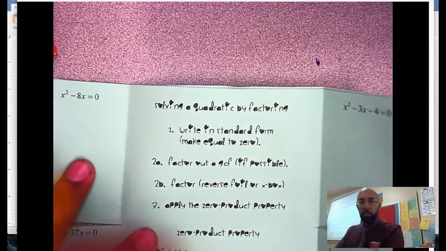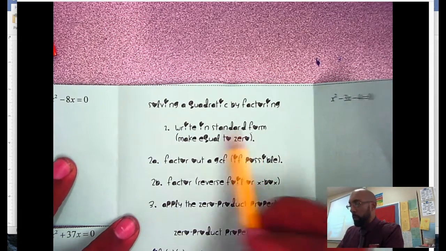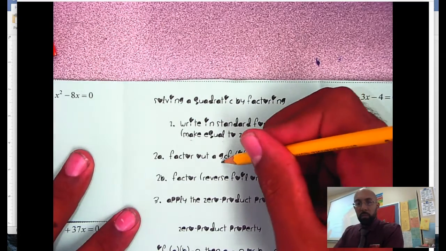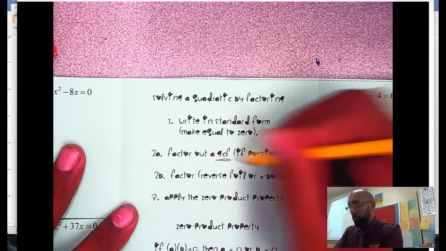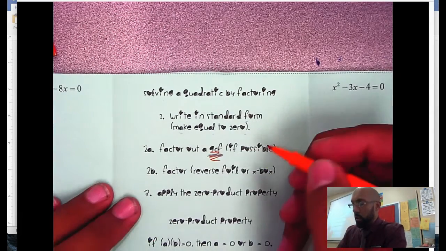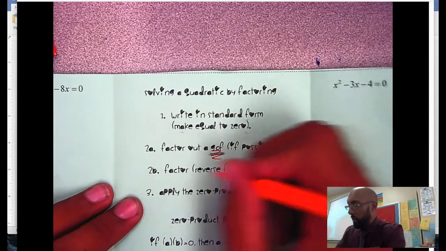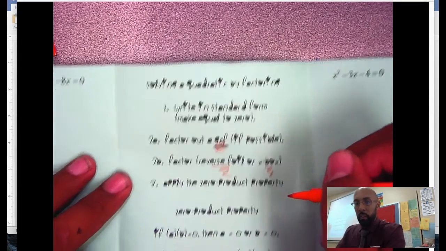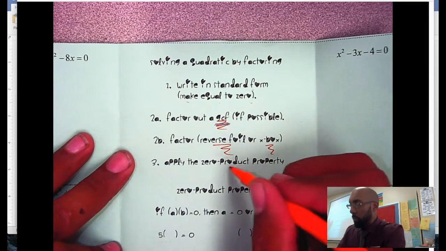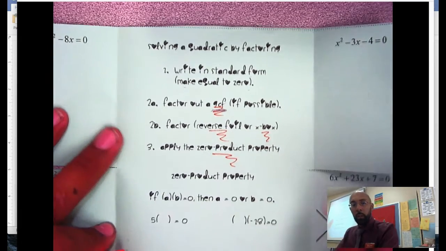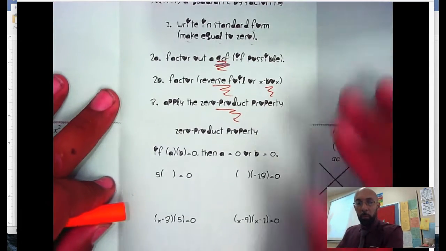So first thing you want to do is make sure it's written in standard form and make it equal to 0. Okay? First we want to look at, can we factor a GCF? If not, or after you do, then think, can I do reverse FOIL or Xbox? Okay? Then, once we do that, we're going to apply the zero product property to find our solutions or find our roots. Okay, so let's talk about the zero product property for a moment.